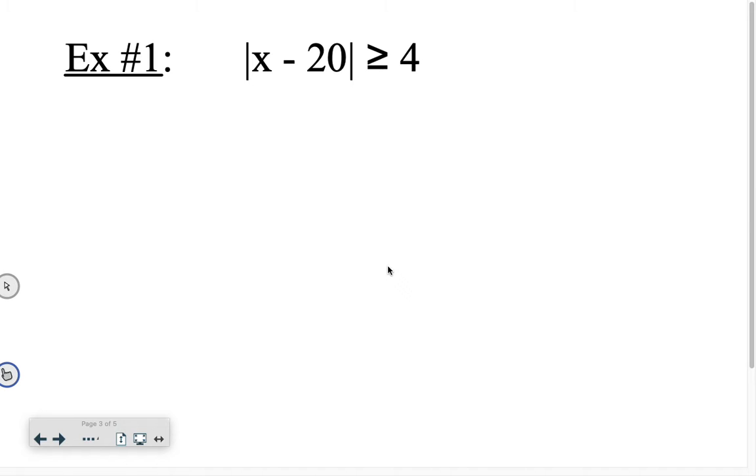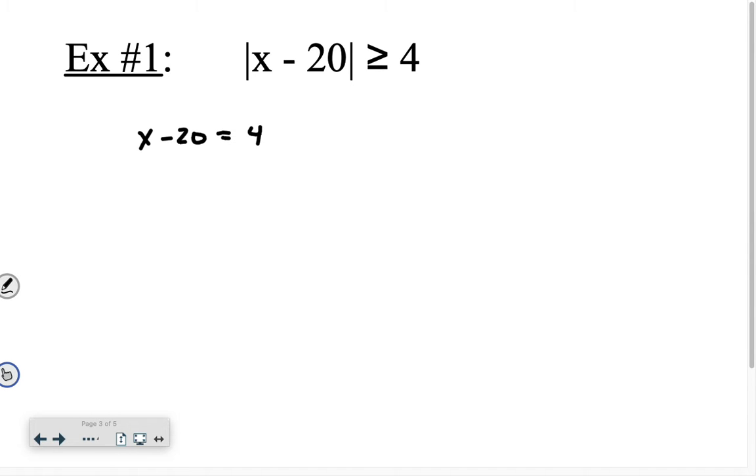Okay? So step number 1, we said, ignore the inequality, and let's look at this from an equation standpoint. Absolute value, remember, is distance. We want this to equal the numbers that are 4 units away from 0 on the number line, which means equation number 1 is x minus 20 equals 4. And what's equation number 2?